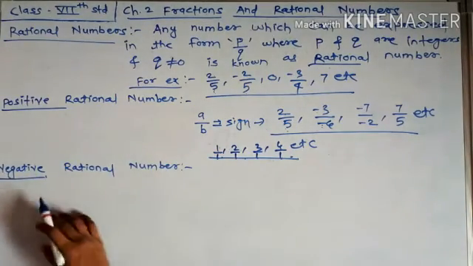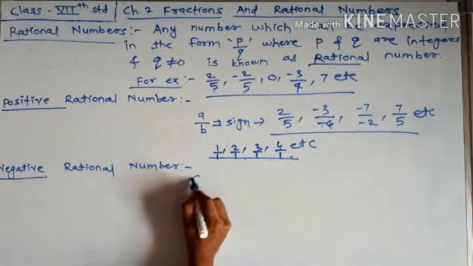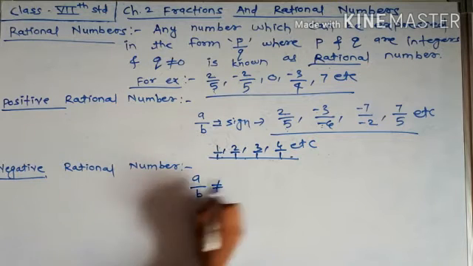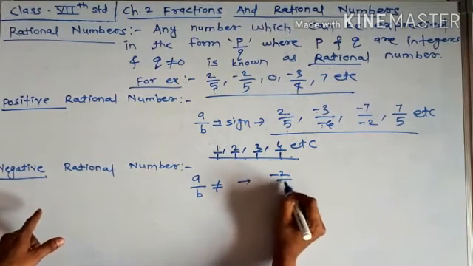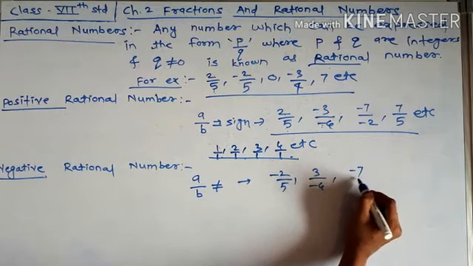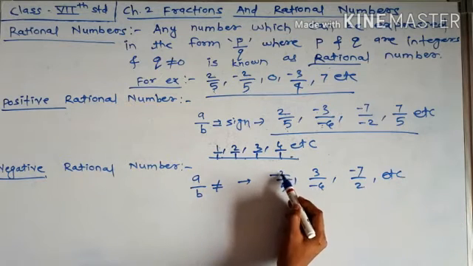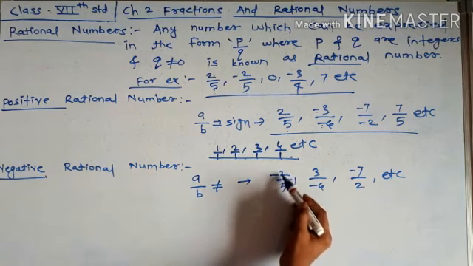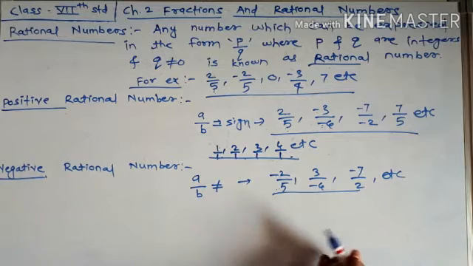The next is the negative rational number. A rational number in which numerator and denominator have opposite signs. For example, minus 2 upon 5, 3 upon minus 4, 7 upon minus 2 and so on. Here the numerator has a negative sign but the denominator has a positive sign. That means they have opposite signs. Such rational numbers are known as negative rational numbers.